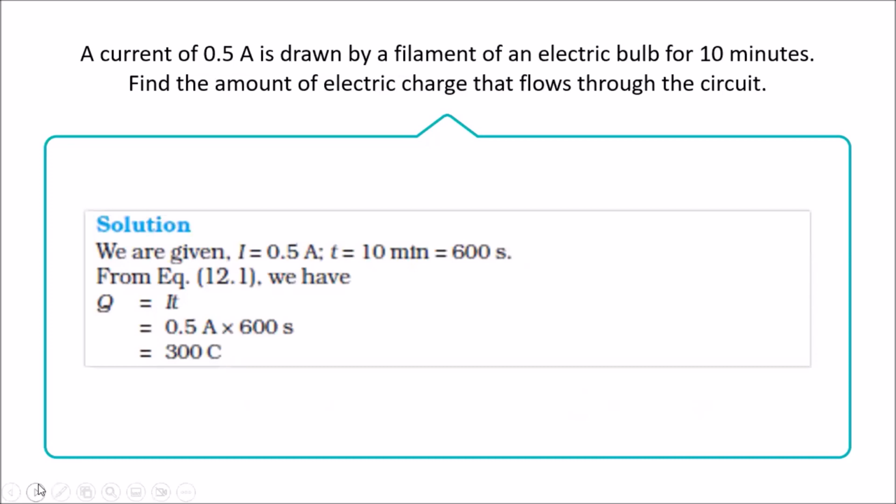You can see here, as per the textbook, Q is equal to IT, 0.5 ampere into 600 seconds, and we are getting the answer as 300 coulomb. So these were some of the numericals related to electric current.